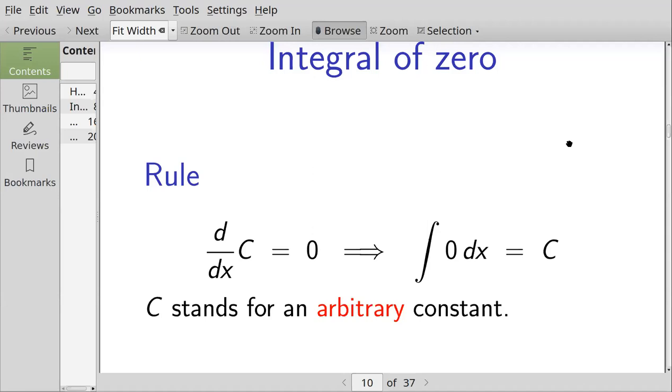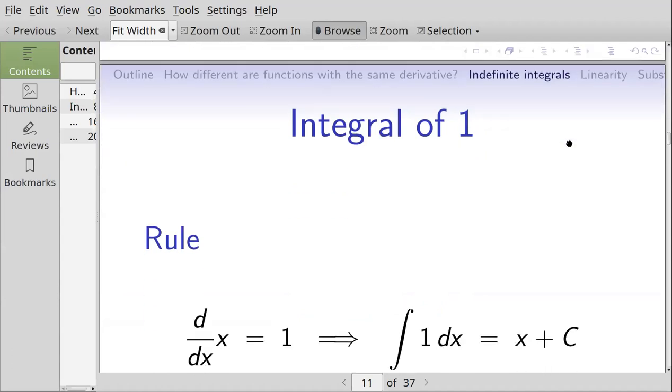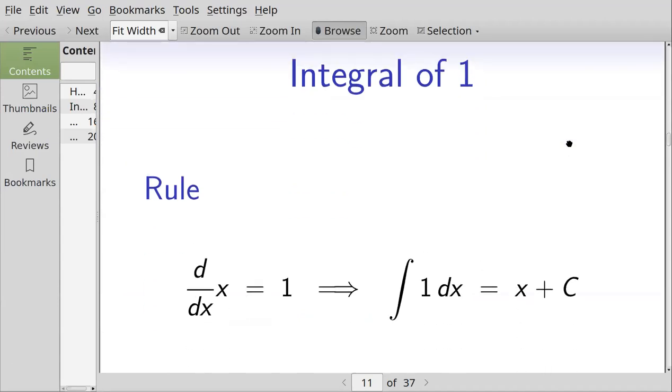Okay. Let's try another one. The integral of one. Now, the derivative with respect to x of x is equal to 1. So if I ask, what's the integral of 1 dx, or the antiderivative of 1, you will say, well, I know that when I take the derivative of x, I get 1. So the antiderivative is equal to x. But if I added a constant to it, nothing would change. Its derivative would still be 1. So the correct answer is that the integral of 1 dx is equal to x plus c, where c stands for some arbitrary constant.